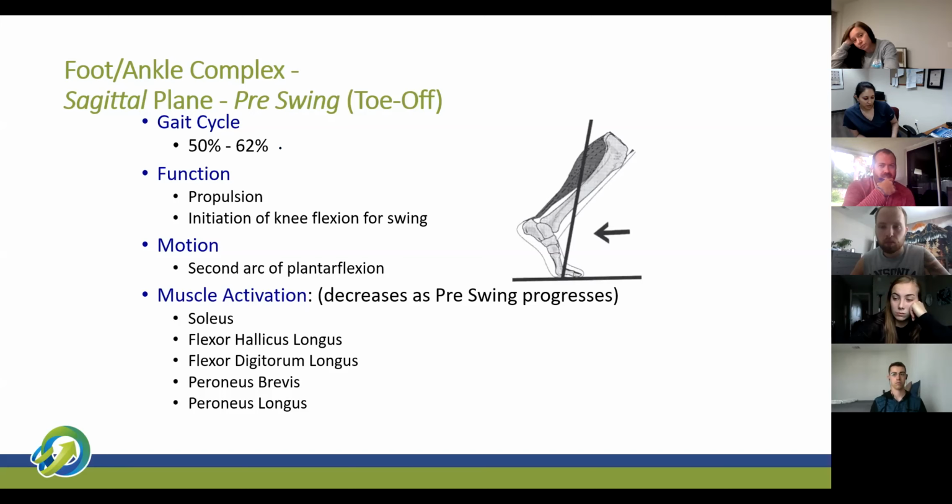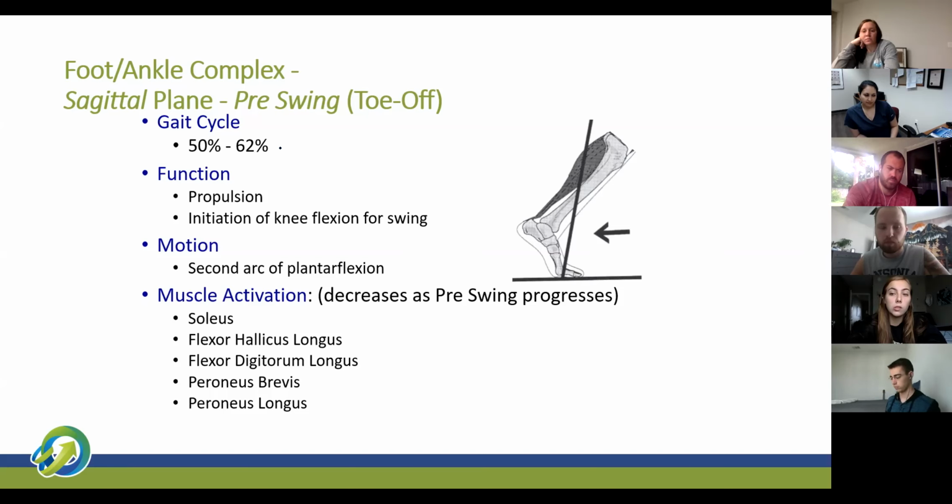Question for you guys, what's the first arc of plantar flexion that we spoke about? What phase does the first arc of plantar flexion occur in? Let me give you a hint. It happens early in the gait cycle. Mid stance? The mid stance is where we start to see the dorsiflexion, but we start more in a plantar flex position. Before we get to mid stance, the plantar flexion is occurring.